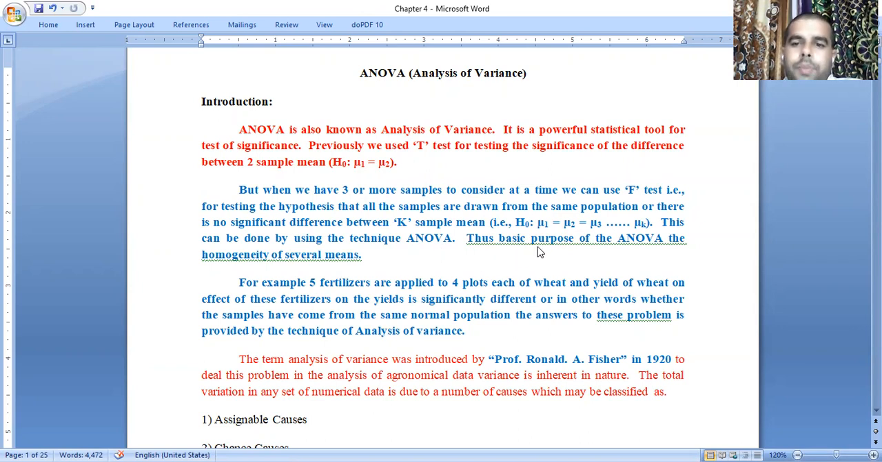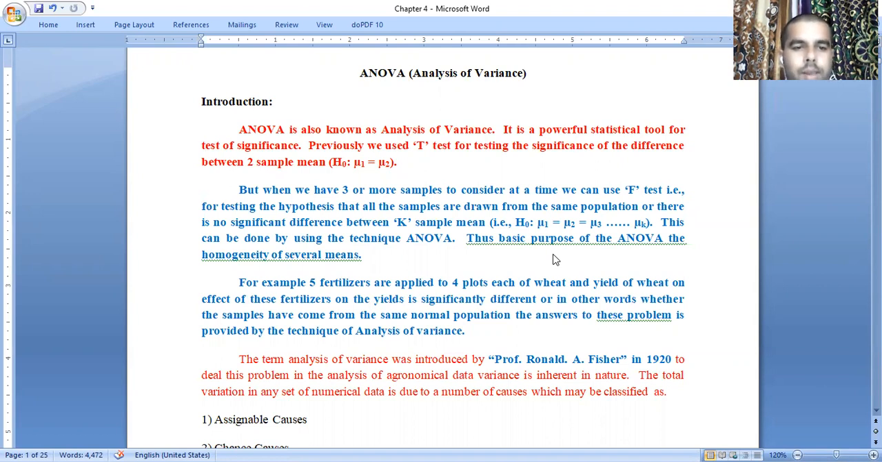Thus, the basic purpose of ANOVA is testing the homogeneity of several means. While we are testing, all the samples should belong to only one population. Only then is it very easy to get the result whether we need to accept H0 or reject H0. It should be known to us very clearly.